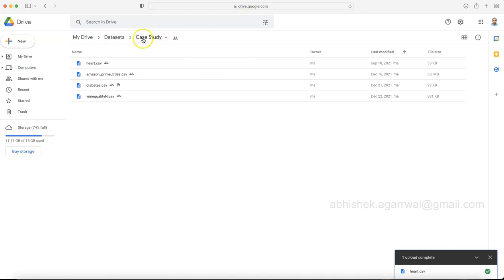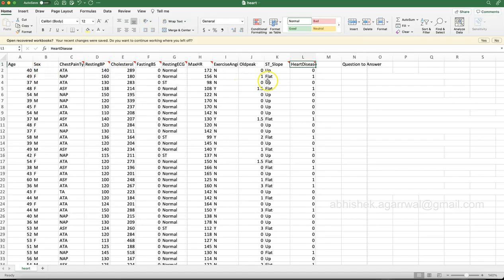This data set is also present in the Google Drive which I keep. Under the case study, under the data set folder, you have the case study folder, and you have this heart.csv file, which is nothing but this one. What I'm showing you is not the CSV file but an Excel file, since I just have to add a couple of comments about each of these variables so that I can at least explain them to you.